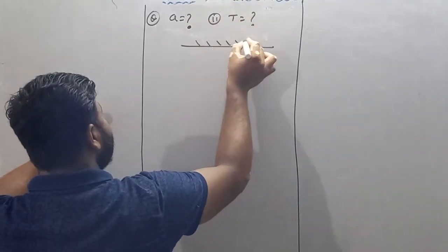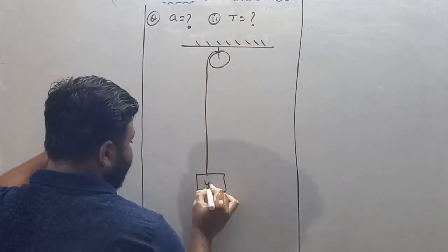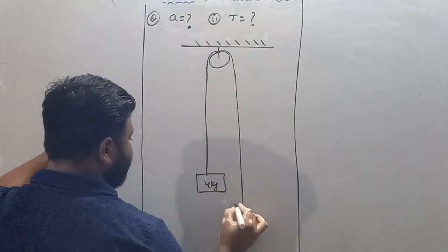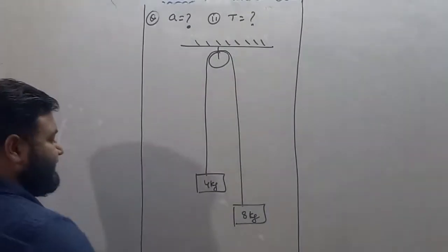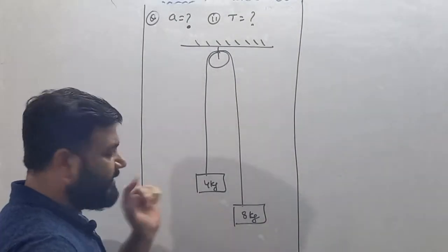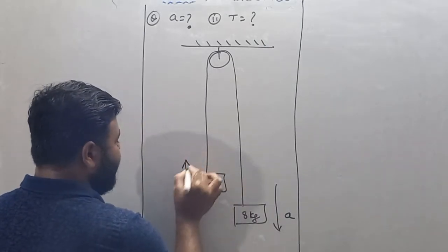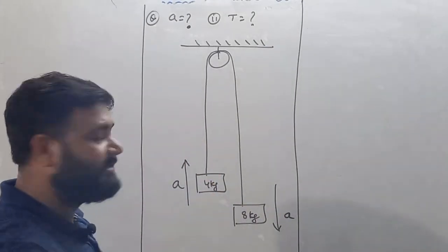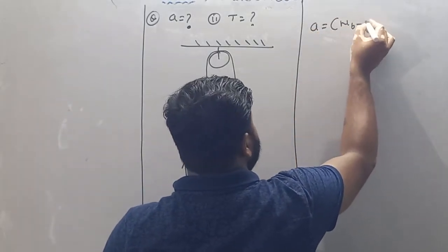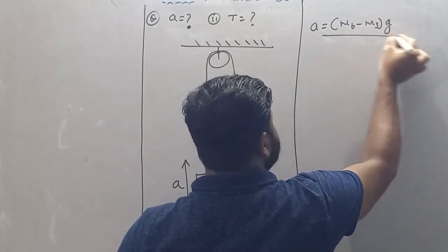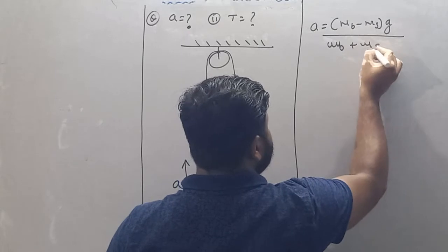Let's suppose the system is like this. One block is of mass 4 kg, another block is of mass 8 kg. So it is but obvious that 8 kg carries more mass compared to 4 kg. So 8 kg goes down with acceleration A and 4 kg moves up with acceleration A. Now we know that acceleration is equal to mass of bigger minus mass of smaller into g upon mass of bigger plus mass of smaller.